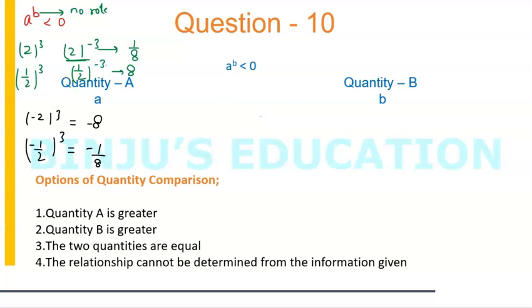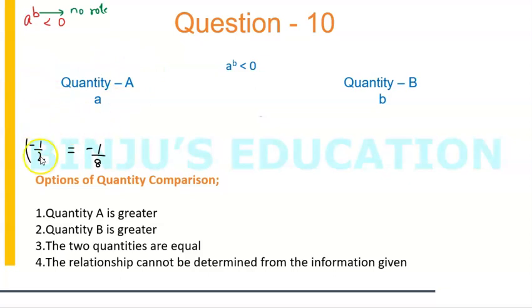So now if we want a to the power b to be less than 0, then the first thing we need to understand here is that a has to be less than 0. This a has to be less than 0. This is the first thing.